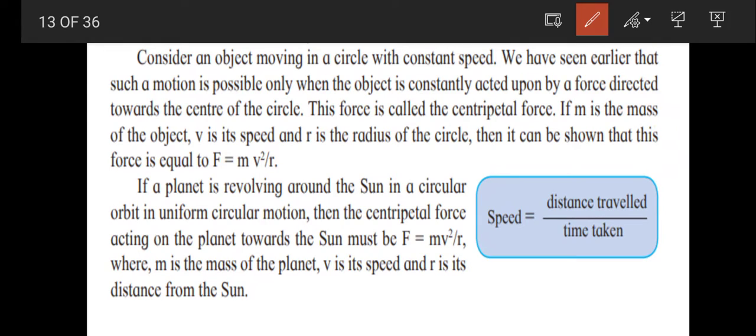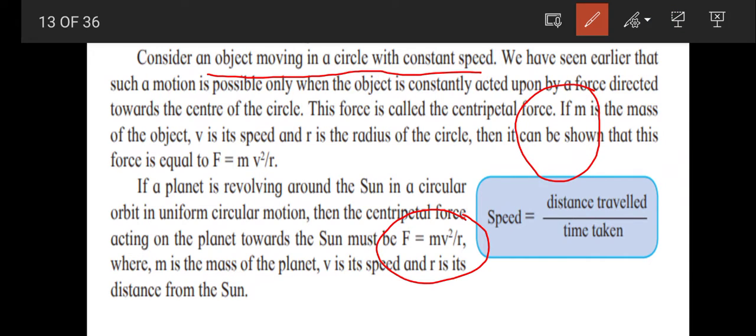So consider an object. Here one derivation is there, that formula F is equal to mv square upon r. How that came, this one today we are going to discuss. For that, consider an object moving in a circle. एक object है और वो circle में घूम रहा है.